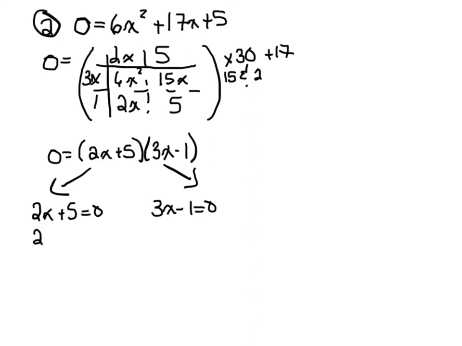And I have 2x equals minus 5, x equals minus 5 halves, and I have 3x equals 1 and x equals 1/3. All right, so those are my two values of x. And again, a lot of students, when they see this one, they'll think, oh my goodness, that looks awful, I won't be able to factor it, so I'm going to go right to the quadratic formula.